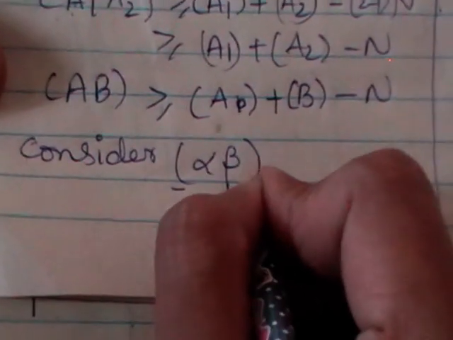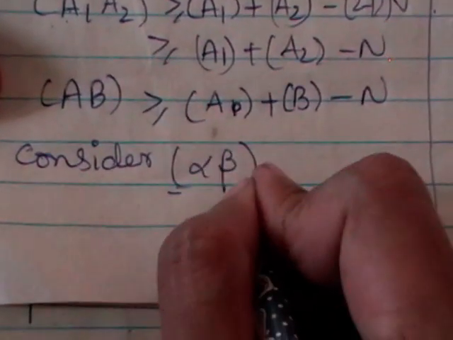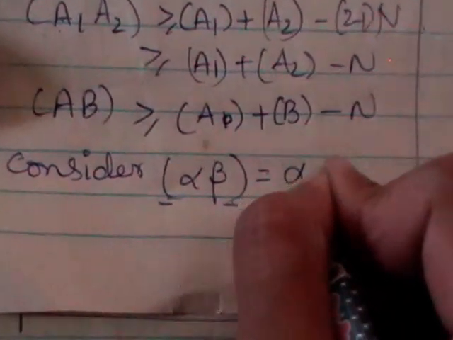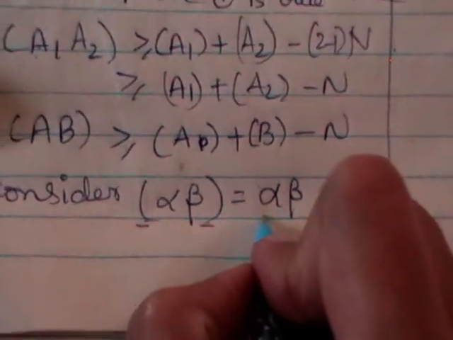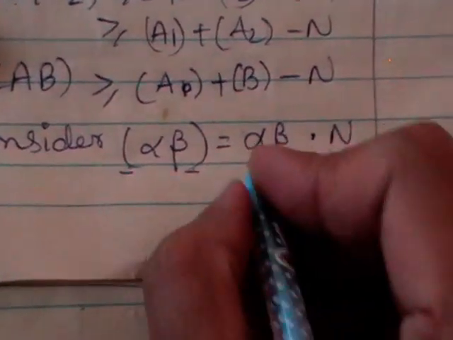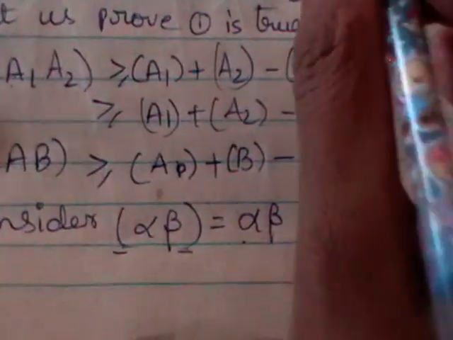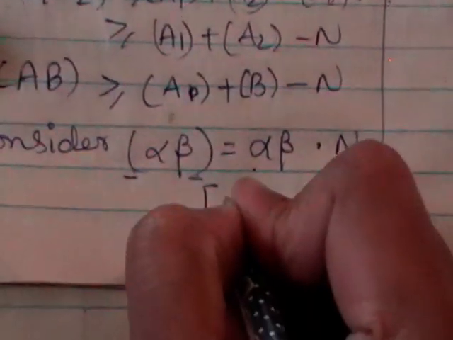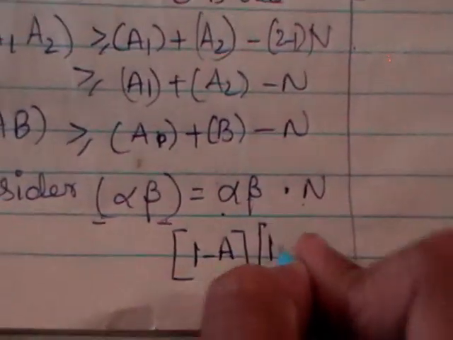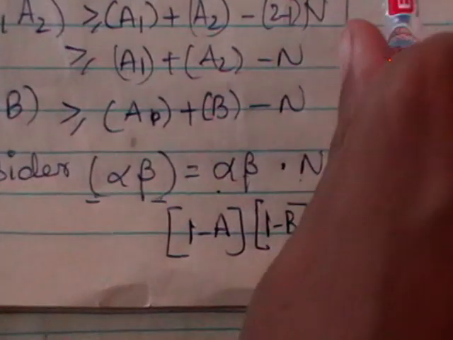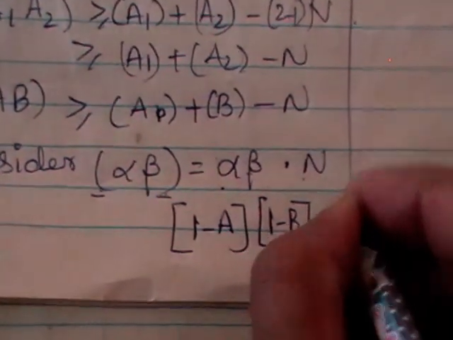alpha b. Is it class or frequency? In the beginning I said within the brackets indicates frequency. It can be written as alpha b into n. Class, meaning without brackets, into capital N. So how can we write alpha? Alpha we can write as 1 minus a. How can we write this beta? We can write that as 1 minus b, using these relationships, into n.